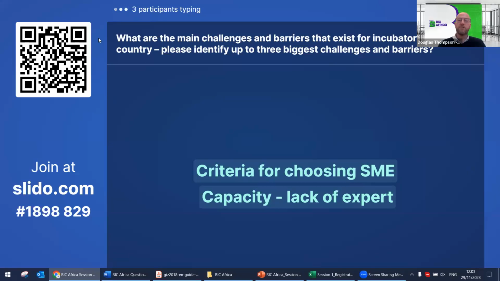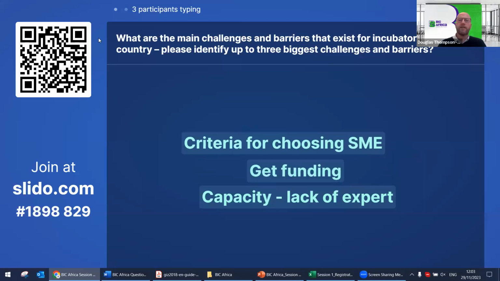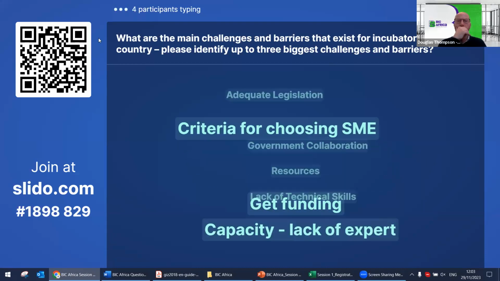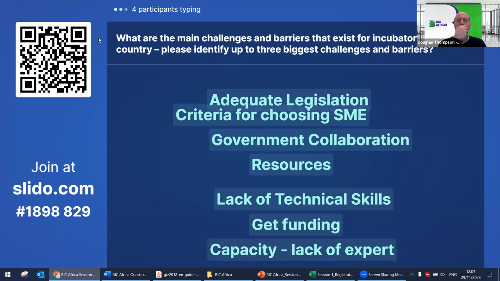Oh, interesting. Criteria for choosing SMEs, very interesting, yes. Funding, yes, absolutely. Brilliant.